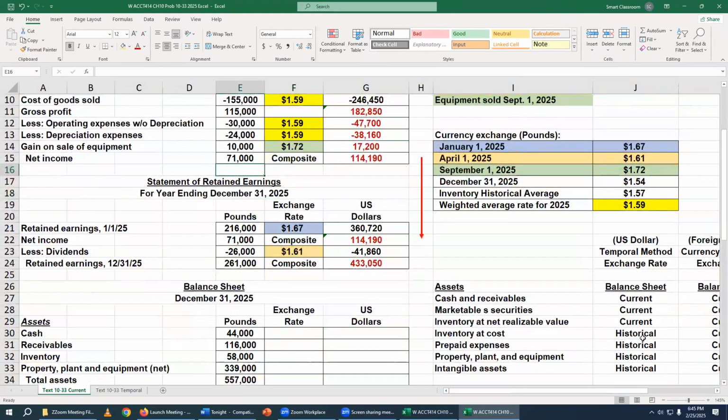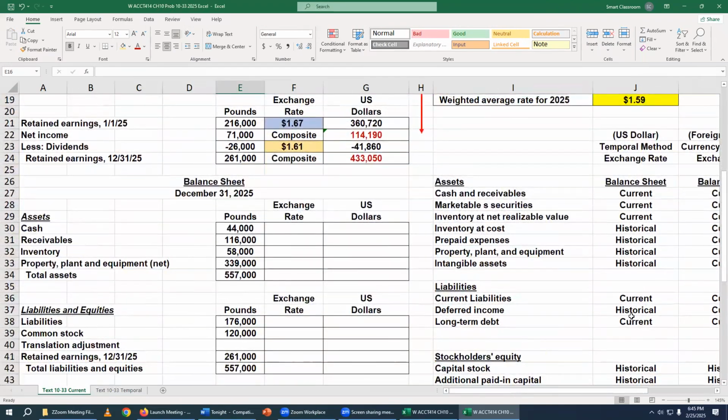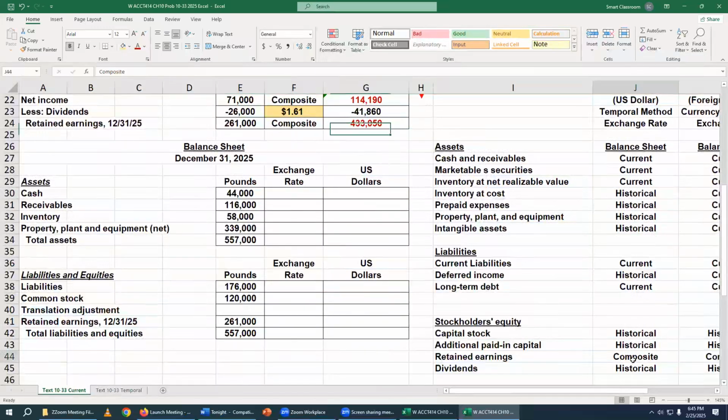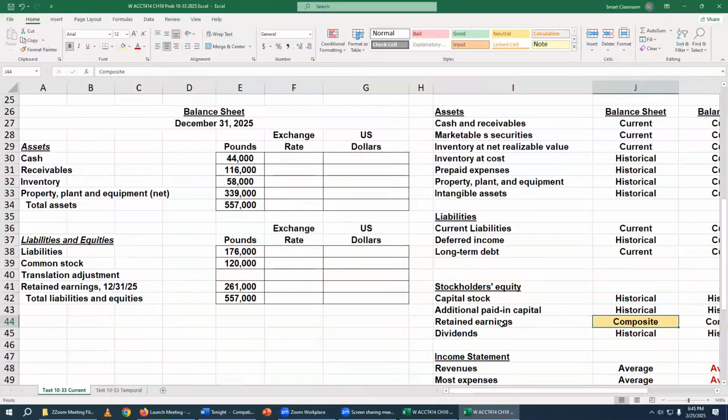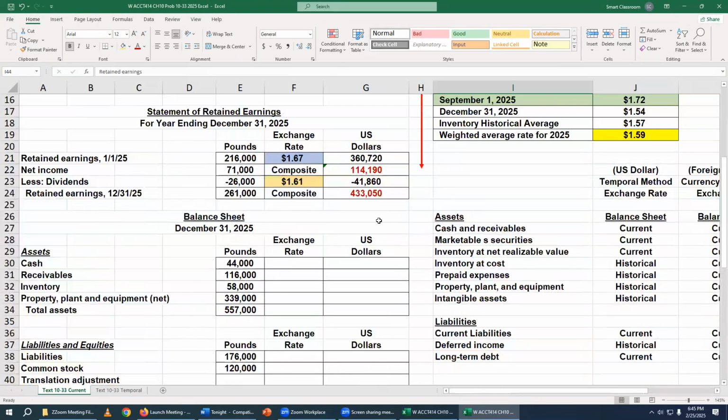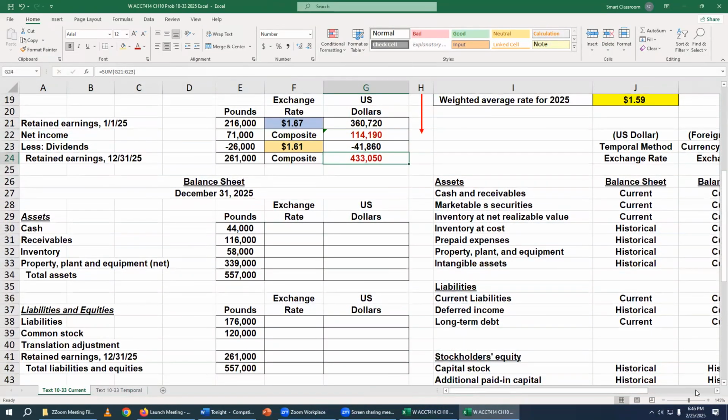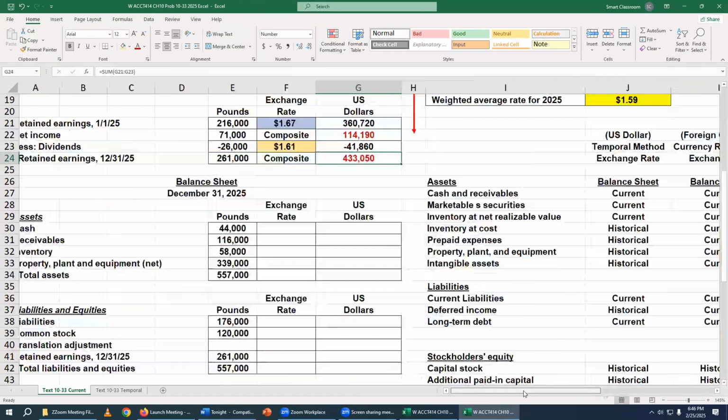So my point being, when you come down here and you see that the retained earnings is a composite, that's because at the end of the year, it'll be a composite, because all these will be composites going into it. Be all different. Okay, let's go to, oops.